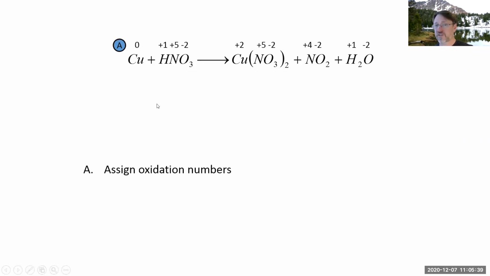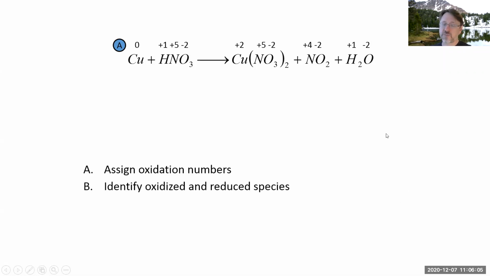0 for the copper because it's an element, -2 for a total of -6. We have a +1, and so the nitrogen has to be a +5. On this side, we have 2 nitrates where it's a -1. So this is a +2, and we can split inside what each nitrate is. -2 times 2 is -4, so that has to be a +4. A -2 and 2 +1s, so that works out.